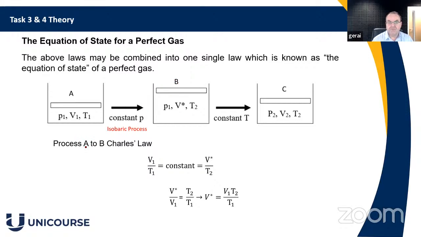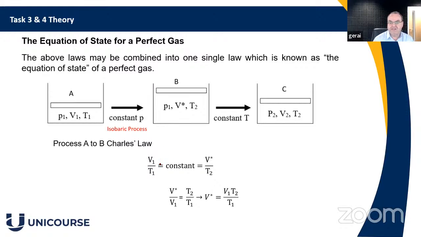We refer to process A to B as Charles's law, and we can see from there that if we increase the volume, we increase the temperature. So the volume is directly proportional to the temperature. They're directly proportional to each other. That means V1 over T1 is equal to a constant, and that will equal V star over T2, the temperature T2 in here. You'll see we'll call it T star, V star in a minute. We'll go on to the next slide.